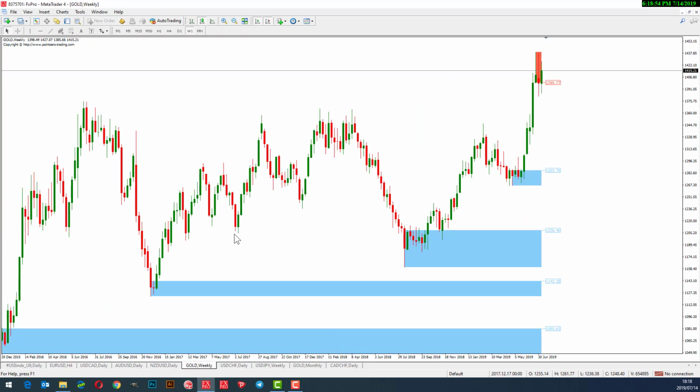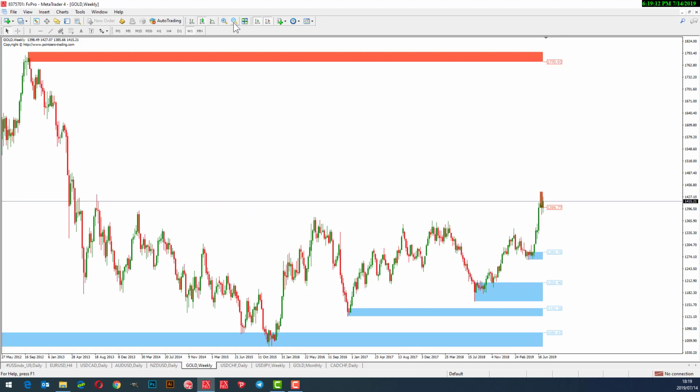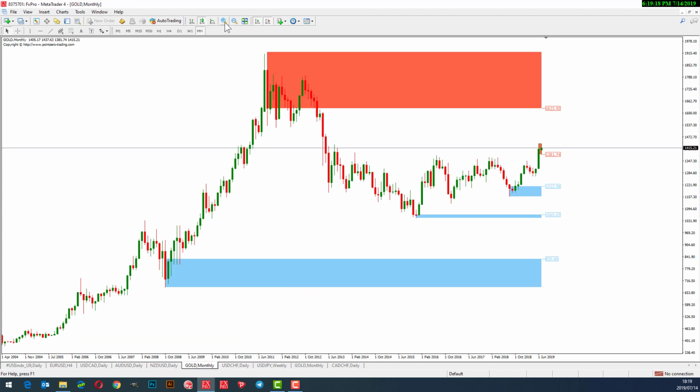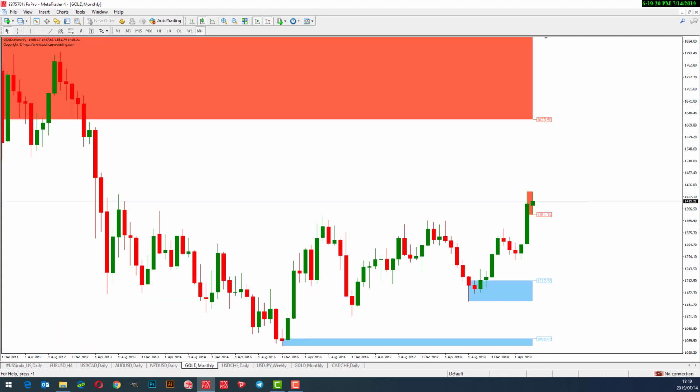Now this is weekly on gold. As we all know, gold is a safe haven currency or commodity for most traders. When the dollar gets weak, more equities start to flow into gold, thereby pushing the price higher. Now this is weekly gold. Let me go to a monthly. This is monthly gold. Market had a strong push.